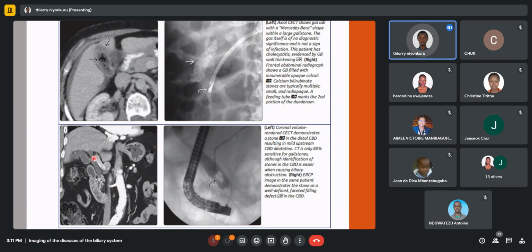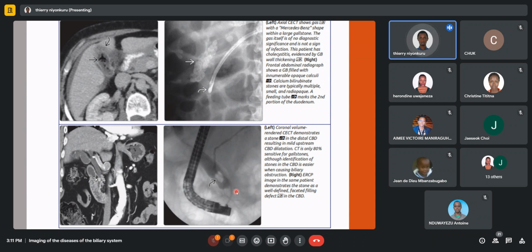On this coronal enhanced CT scan, we can visualize the gallbladder and we can see the common bile duct well. But in the distal portion of the common bile duct, we can see this hyperdense lesion with surrounding bile, and with mild proximal dilatation of the extrahepatic bile duct.